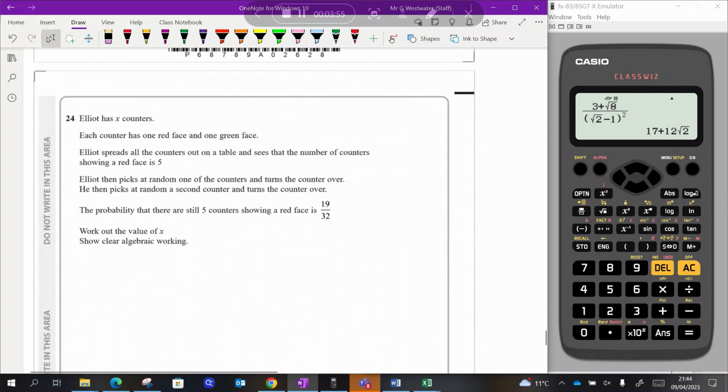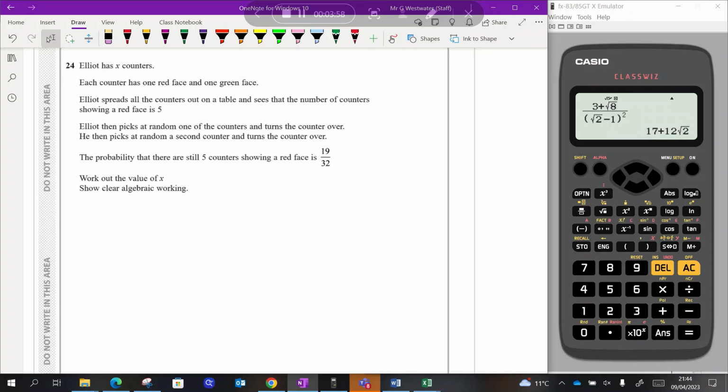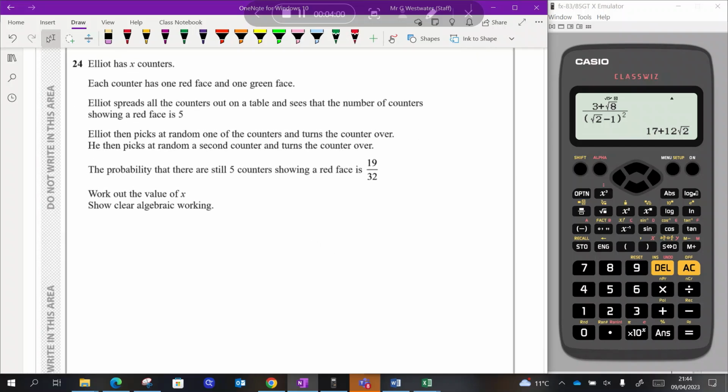On to question 24, and one of the trickier questions in the paper. Elliot has x counters. Each counter has one red face and one green face. Elliot spreads all the counters out on the table and sees that the number of counters showing a red face is 5. Elliot then picks at random one of the counters and turns the counter over. He then picks at random a second counter and turns the counter over. The probability that there are still 5 counters showing red faces is 19 over 32. Work out the value of x and show clear algebraic working.